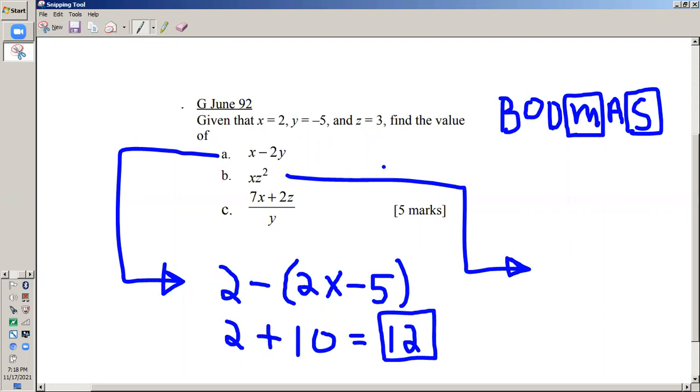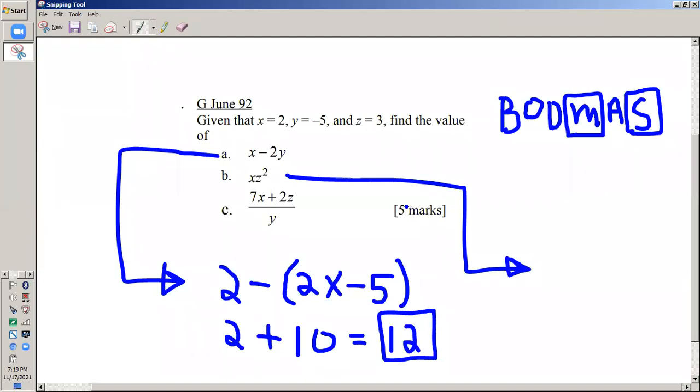So even though you think that they must know, which they do, if you don't have it written down to prove it, you might lose a mark. All right. So always write down what you know. Do the thing properly.